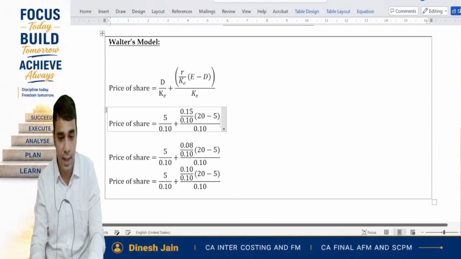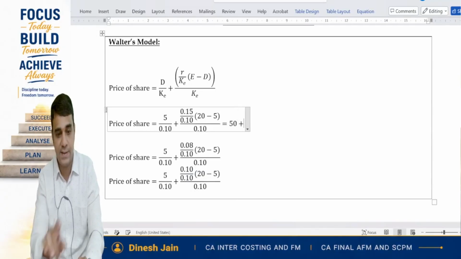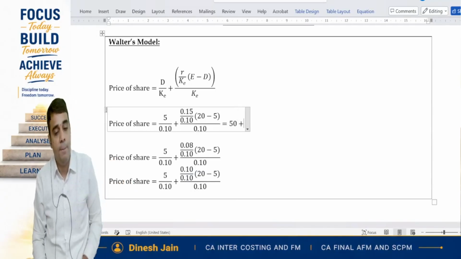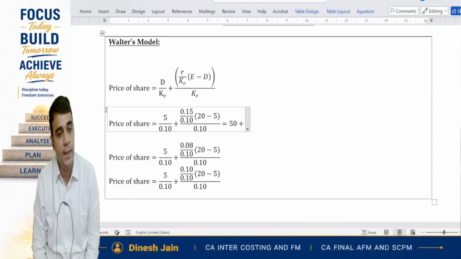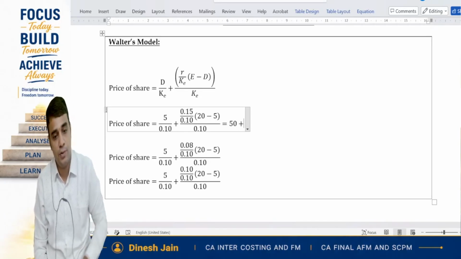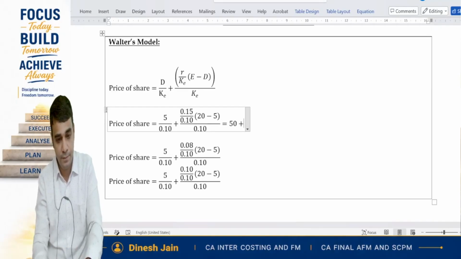In the calculator, can you please do 50 plus the second part, 0.15 by 0.10 into 15, ultimately divided by 0.10. What's the value you get? 225. 275 is the value.